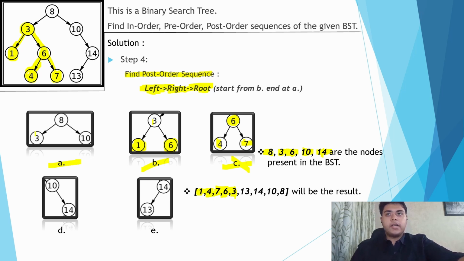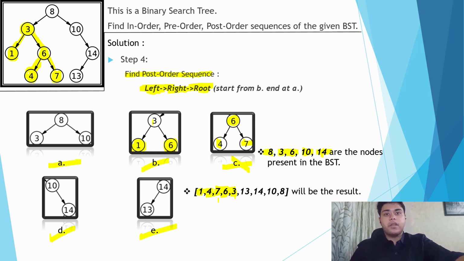Okay, right of 8 is 10, right? Right of 8 is 10, but 10 is a node. We will go to the image of 10, which is D. Now D will follow the post order sequence. Left, right, root. Left, there is nothing, we won't consider it. Right, that is 14, but 14 is a node. We will go to the image of 14, which is E. E is the image of 14. So E will follow the post order sequence, right?